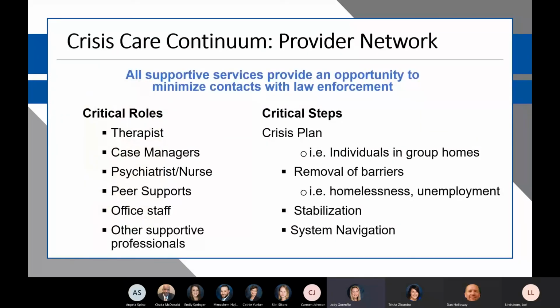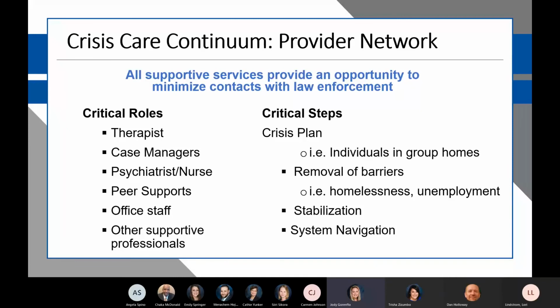So the crisis care continuum: we're going to highlight some of the roles and services within your agency, and we're going to start with the crisis plan. Obviously the crisis plan is one of the very basic functions of working one-on-one with individuals, and it's also a critical step in aiding individuals in avoiding either initial criminal justice involvement or continued criminal justice involvement. It's really important that after the plan is made with the individual and also all of their supportive people, you review it regularly with them and make any necessary updates and changes along the way.